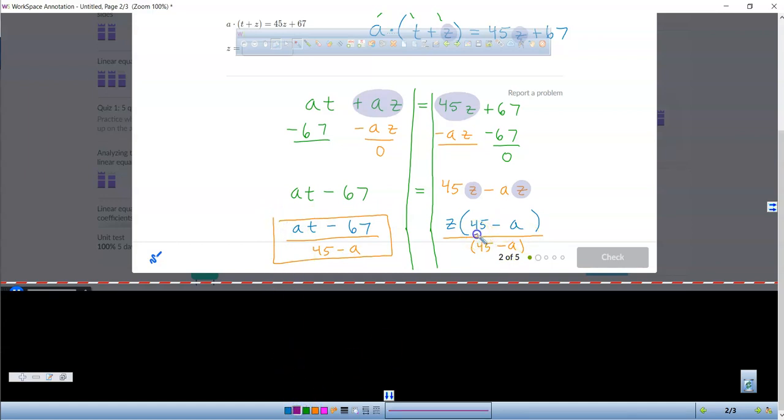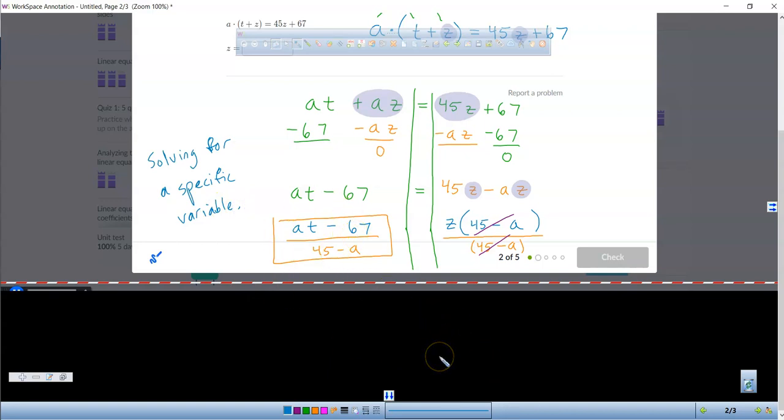I know it looks ridiculous, but we went through the problem solving process. I have a times t minus 67 all over 45 minus a. Guys, this is called solving for a specific variable. That's what it's called.